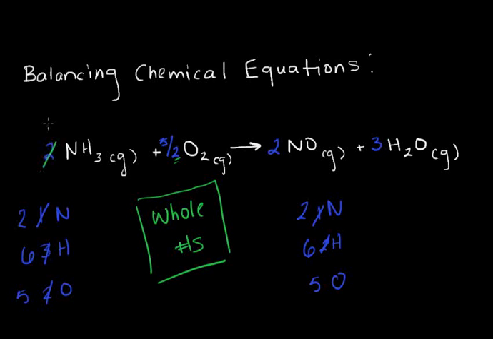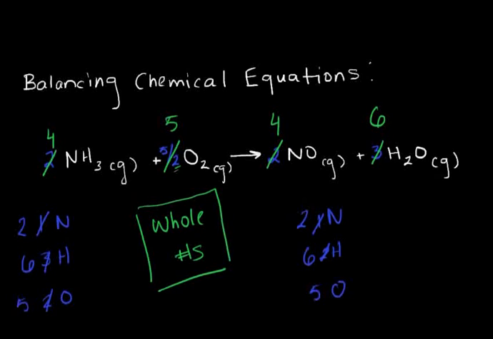So this 2 becomes a 4, this 5 halves becomes a 5, this 2 becomes a 4, and this 3 becomes a 6. And now we can't reduce this anymore because although these 4, 4, and 6 are all divisible by 2, 5 is not divisible by 2. And so these are the lowest ratios we can have, and now we've balanced our chemical equation. We've got 4 nitrogens on both sides, 12 hydrogens, and 10 oxygens on each side. So that works out.